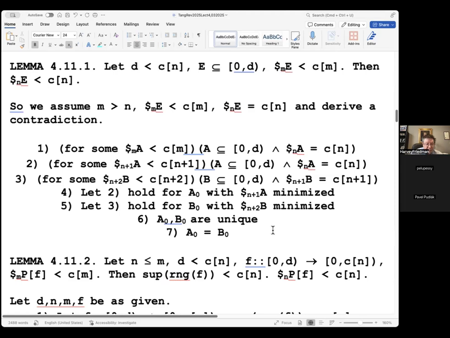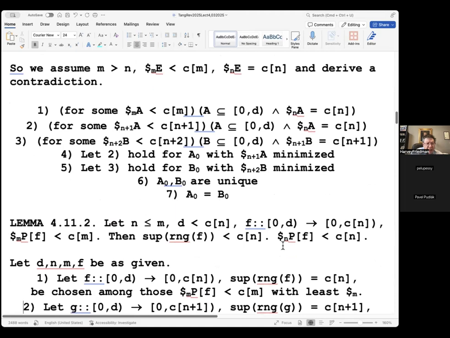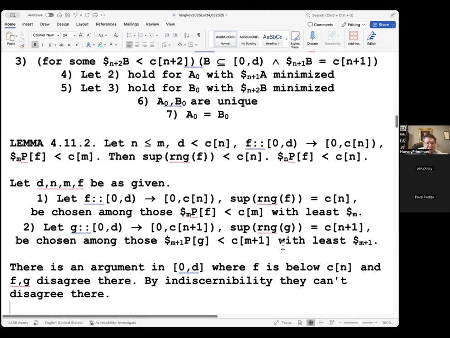Okay, so it gives you an idea how that's done. All right, so then there's another one. This says that if I have a function from 0D, and D is small, into 0Cn, then it's bounded, and the function itself is constructible. That means that there's some m such that this gets less than Cm.